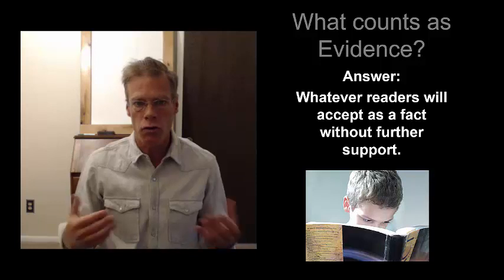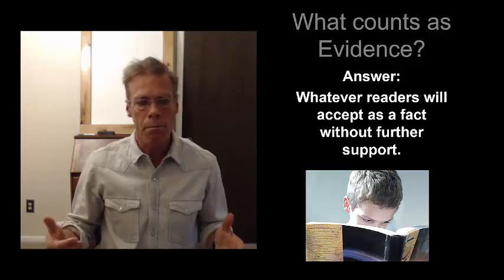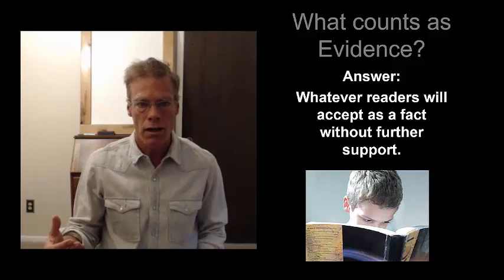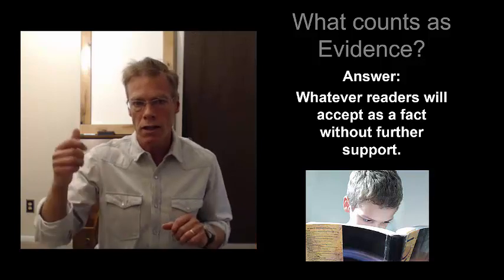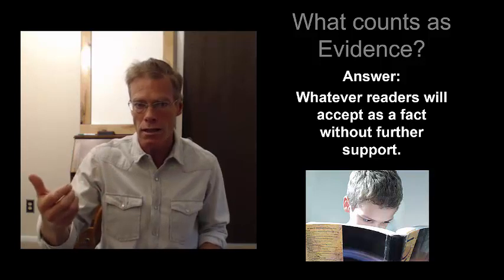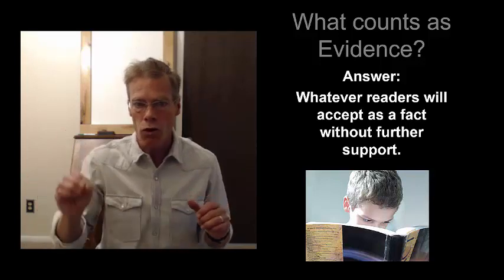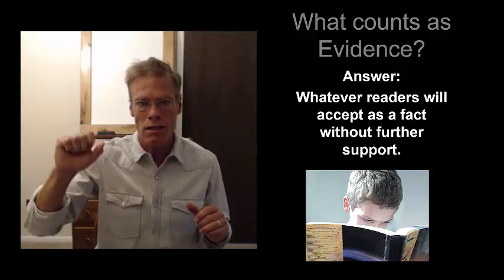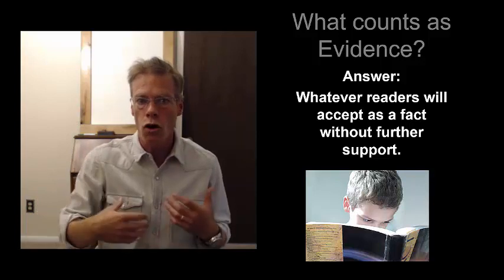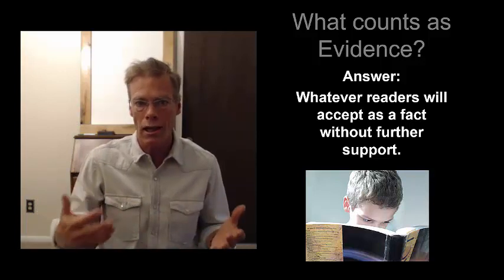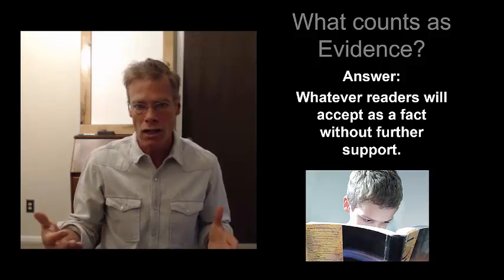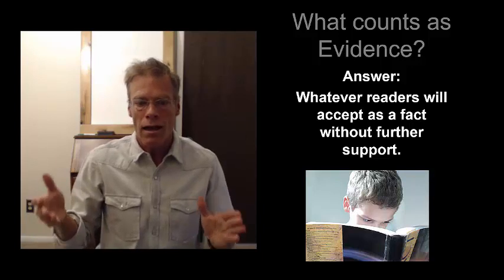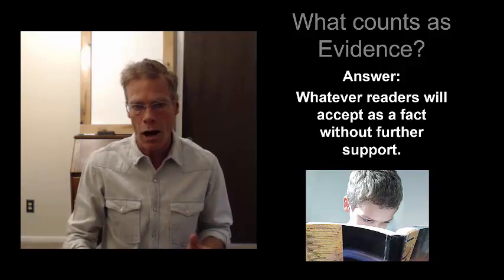Well, the simple answer, and this comes from Joseph Williams, is whatever readers will accept as a fact without further support. So we've talked in a previous video about points. You've got these different levels of points: the main point, the thesis, the section points, the paragraph points. Those are all claims that we're making, factual claims. And readers aren't going to accept those claims just because you said them. They want evidence. And what counts as evidence ultimately depends on our readers. It's whatever readers will accept as a fact without further support.